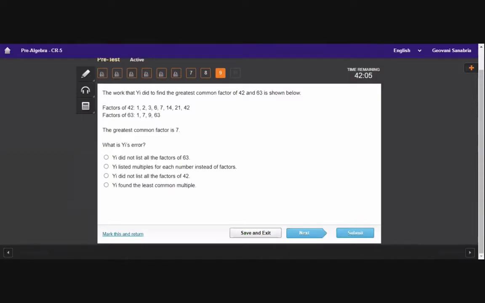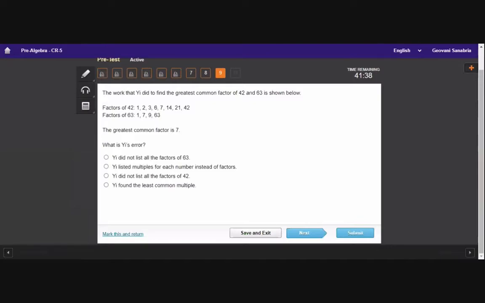So 3 times 21 would be 63. So, yeah, 21. That's a key. You're allowed to divide by 21 for the 63, right? Yeah. You can also divide 42 by 21. So 21 should be in that 63 list. 21 should be there as well.